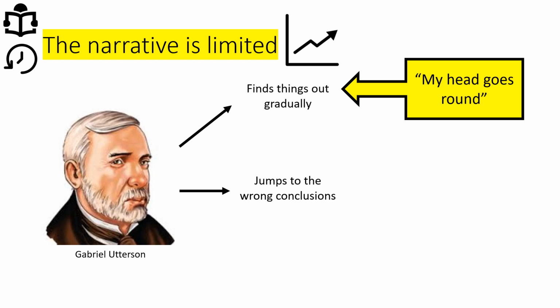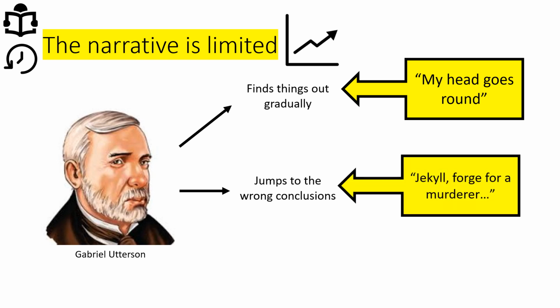At one time, he thinks that Jekyll is being blackmailed by Hyde. He thinks, I fear blackmail. Is that what he says? And then another time as well, he decides that Jekyll must be forging for Hyde. He thinks that he must be protecting Hyde. Jekyll forged for a murderer. And then I think he says, and my blood ran cold in my veins, or his blood ran cold in his veins.